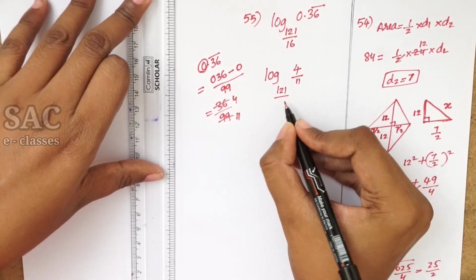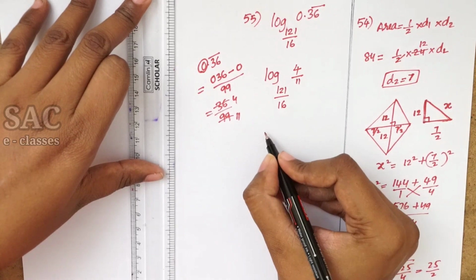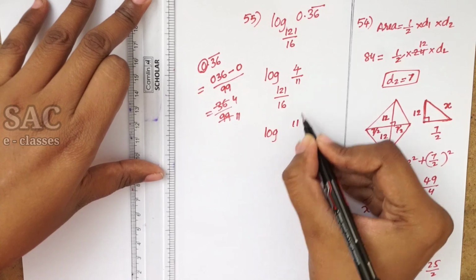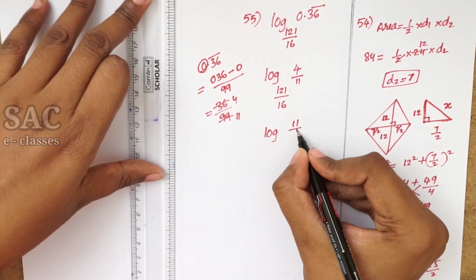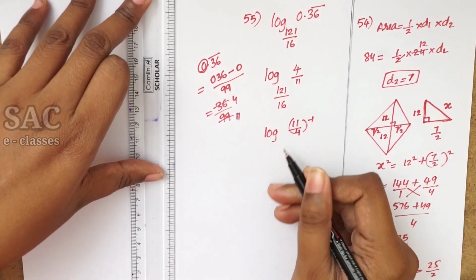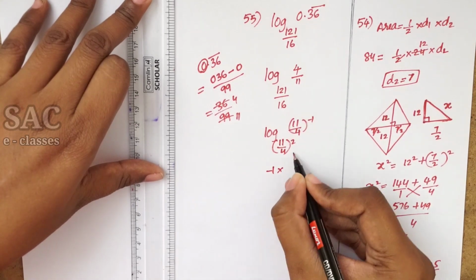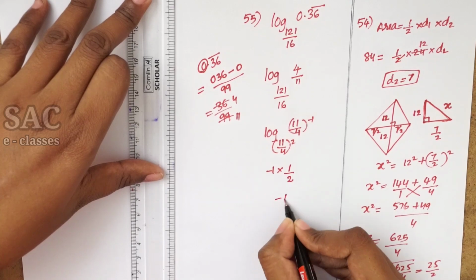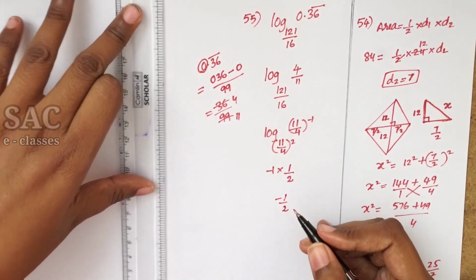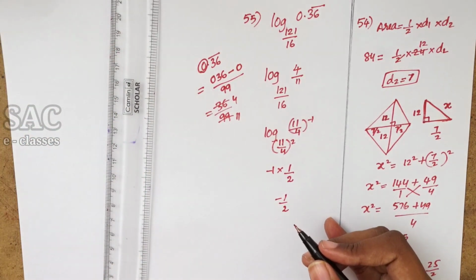And it is 121 by 16. Log of, can we write that 4 by 11 as 11 by 4 by writing it as minus 1? Then it is 11 by 4 whole square, minus 1 into reciprocal is 1 by 2. So minus 1 by 2 is the required one. Let's move to the next problem.